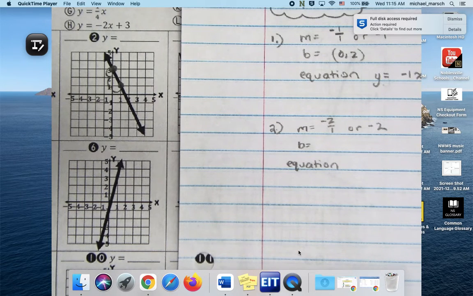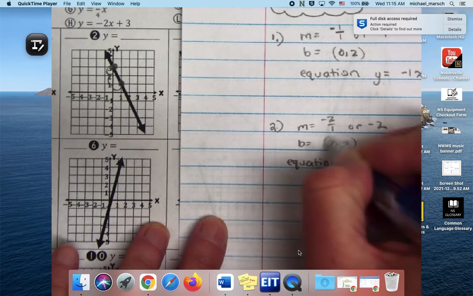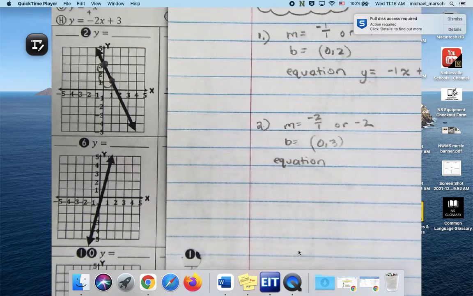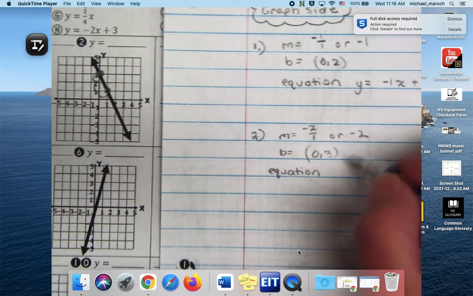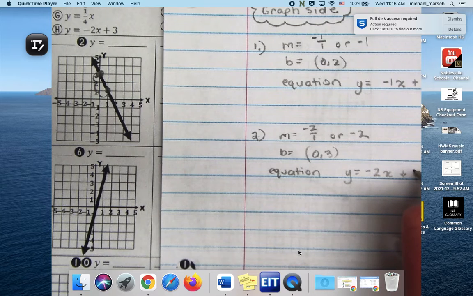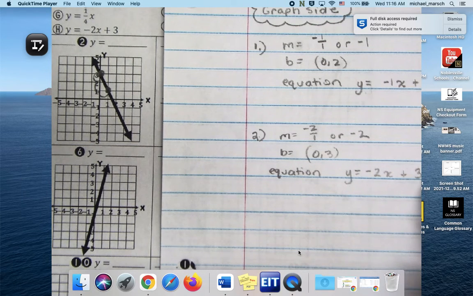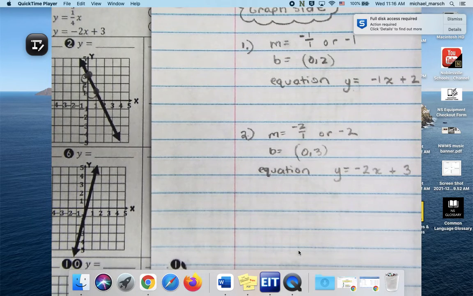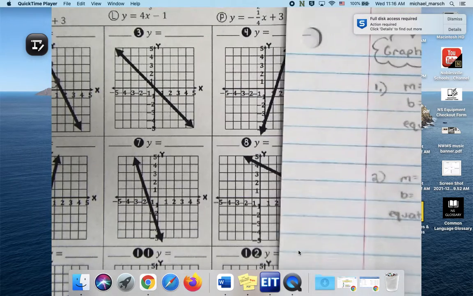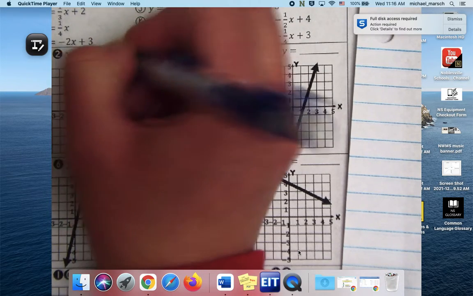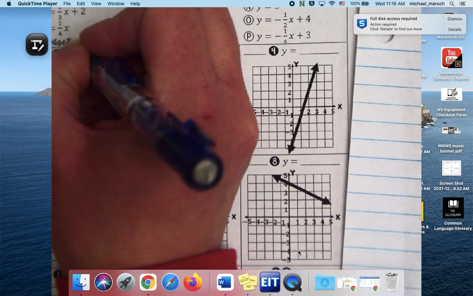What's the y-intercept for this graph? 0, 3. So Jack, what's going to be my equation? Negative 2x plus 3. Remember, y equals mx plus b. So what letter does that match up to? Up here. H. Cross off H because we already used it.